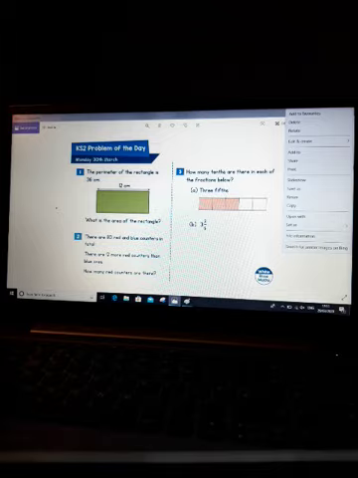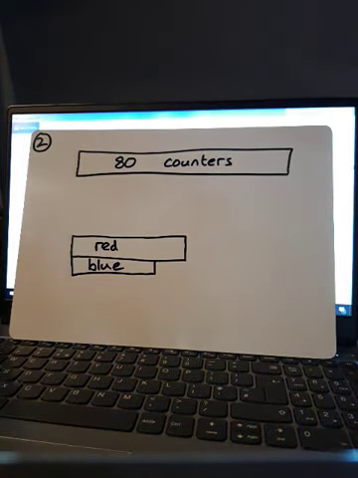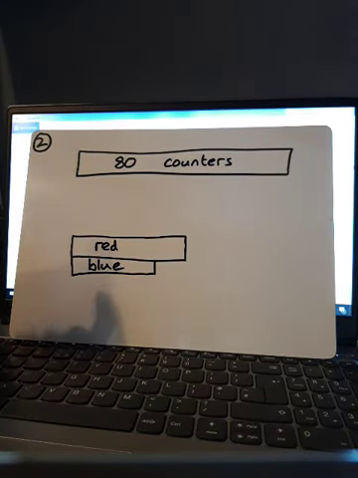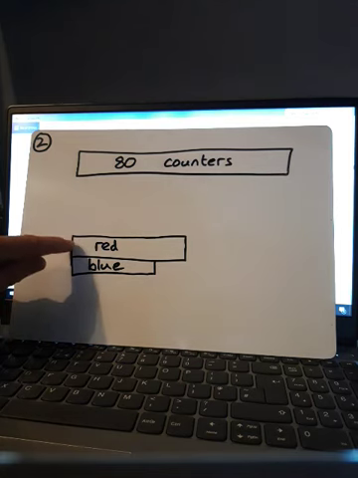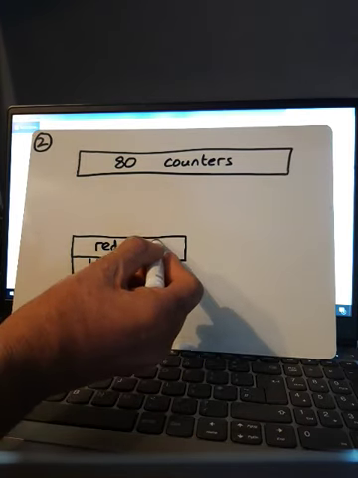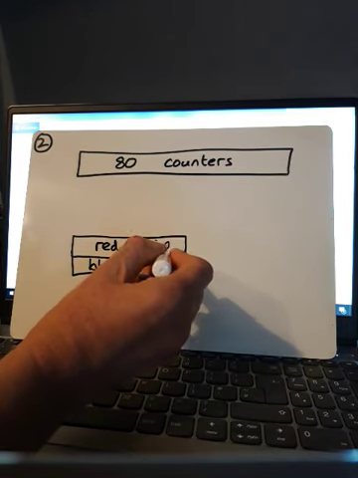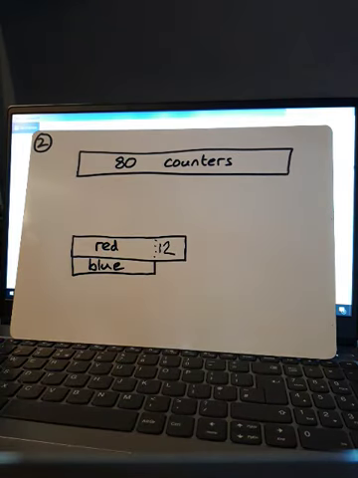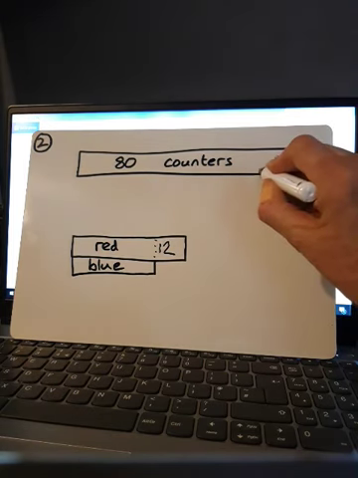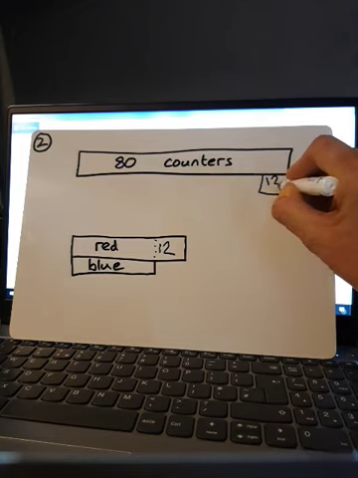So let's have a look at what I've done. I've thought to myself, okay then, here's our bar model. 80 counters altogether. But then we're thinking about it that we've got our red counters and our blue counters. We've got more red counters than blue counters, but we don't know how many there are. But we do know how many more. The extra is 12 more. So let's put those 12 onto here. Okay, so I've got 12 here.